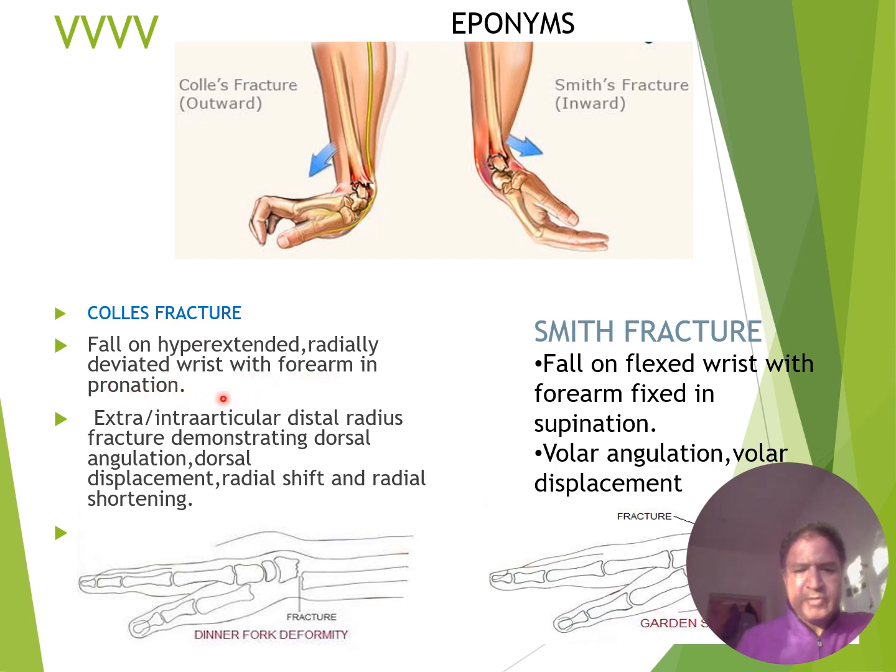So we have Colle's fracture: fall on the outstretched, pronated hand, hyperextended, radially deviated wrist with forearm in pronation, extra-articular distal radius fracture, demonstrating dorsal angulation, displacement, radial shift and radial shortening. Smith's fracture: fall on a flexed wrist with forearm fixed in supination, volar angulation, volar displacement.